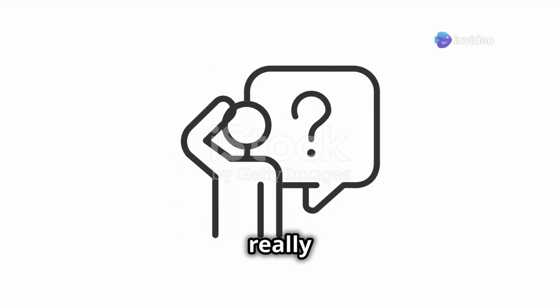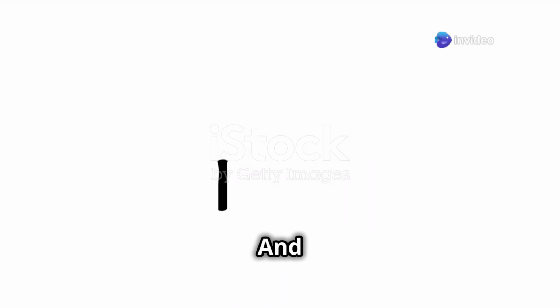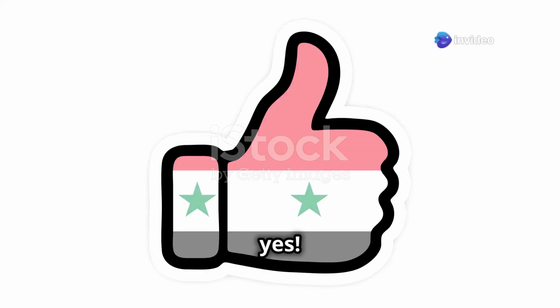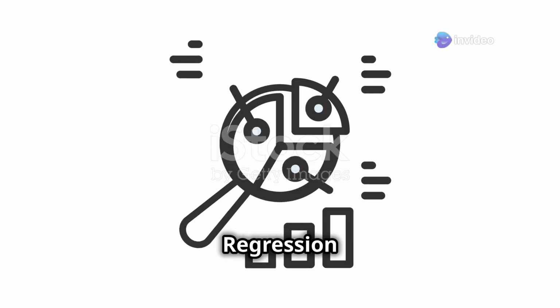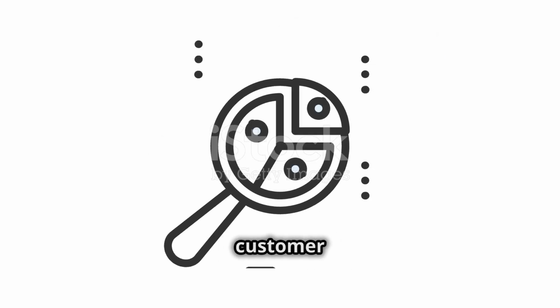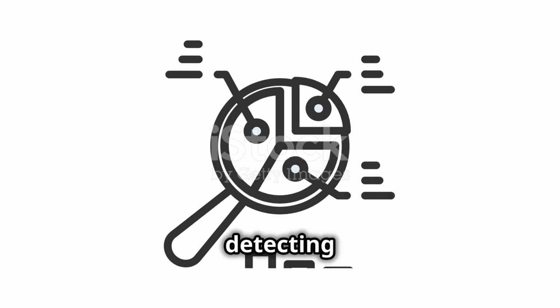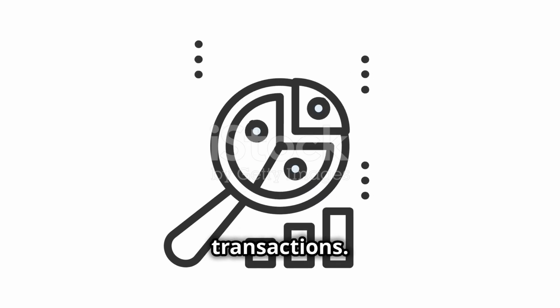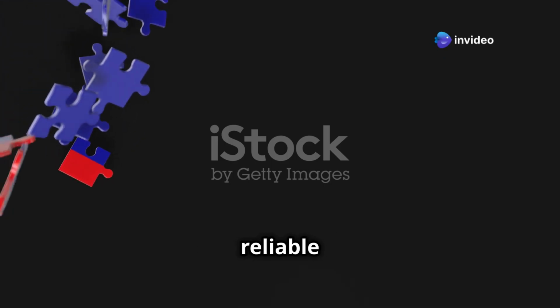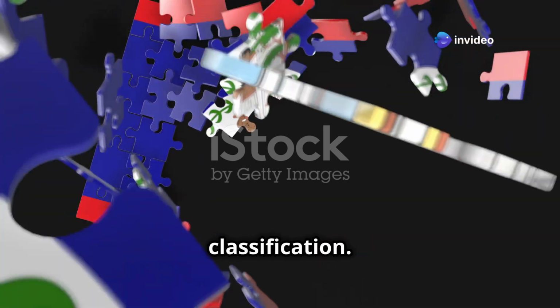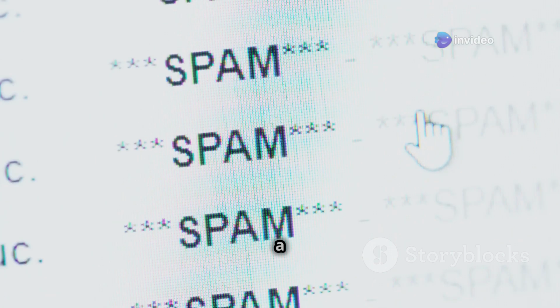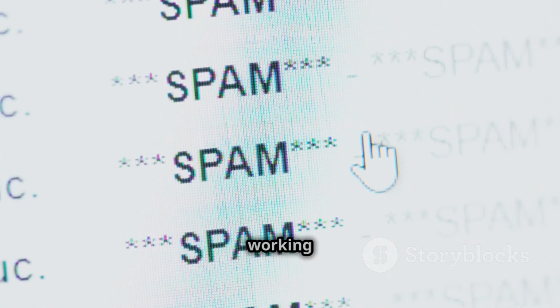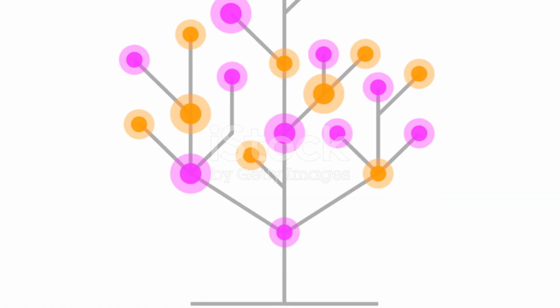Now you might be thinking, if it's so simple, can it really handle real-world problems? And the answer is a resounding yes. Logistic regression is used everywhere, from predicting whether a customer will click on an ad to detecting fraudulent transactions. It's the go-to model when you need a quick, interpretable, and reliable solution for binary classification. So, next time you see a spam filter doing its magic, there's a good chance logistic regression is working behind the scenes.